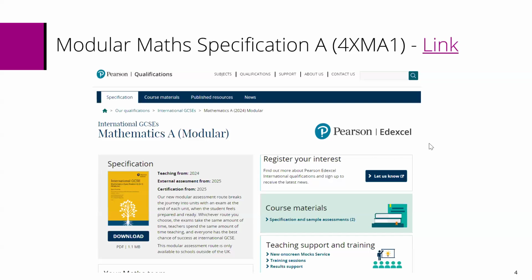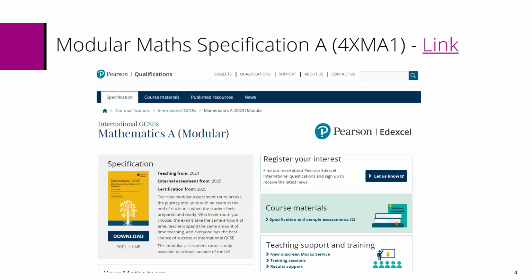So just in case you haven't seen it already, we've got a new modular version of the specification out, exactly the same content as the linear specification. We have no plans to change our specification. We like to get our content right at the start of the course and keep it constant throughout. It's the stability that teachers like. Having said that, we have introduced a modular version, which has the same content as linear, but defined content per paper.